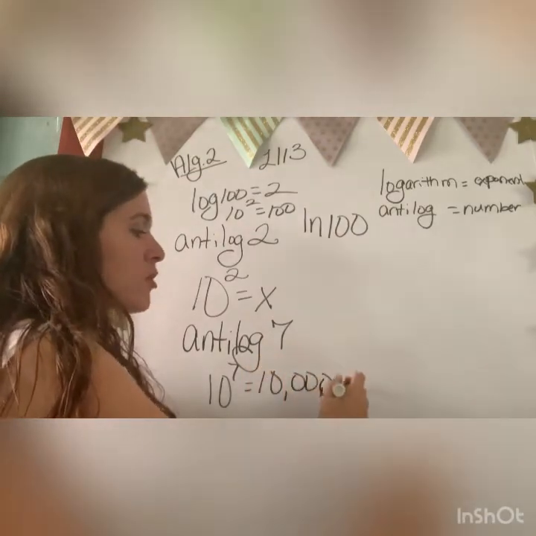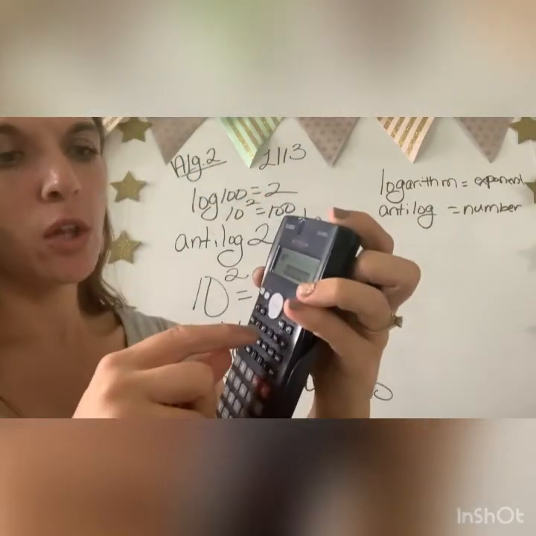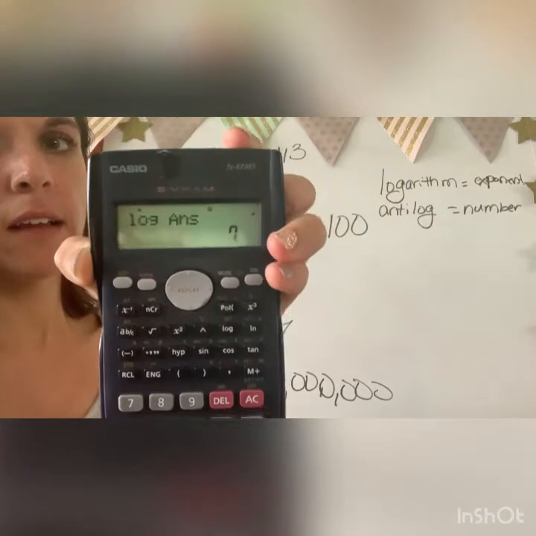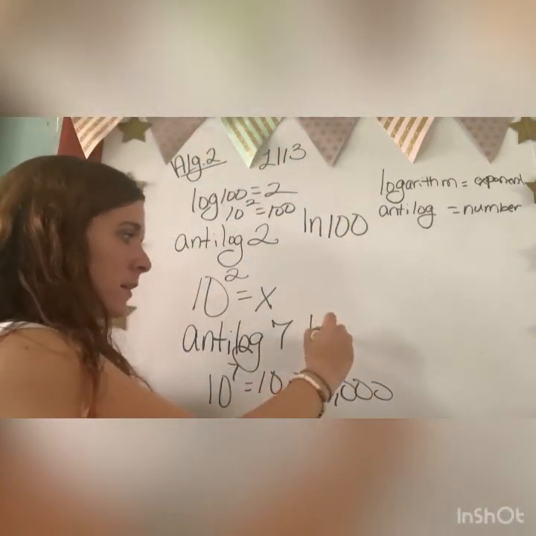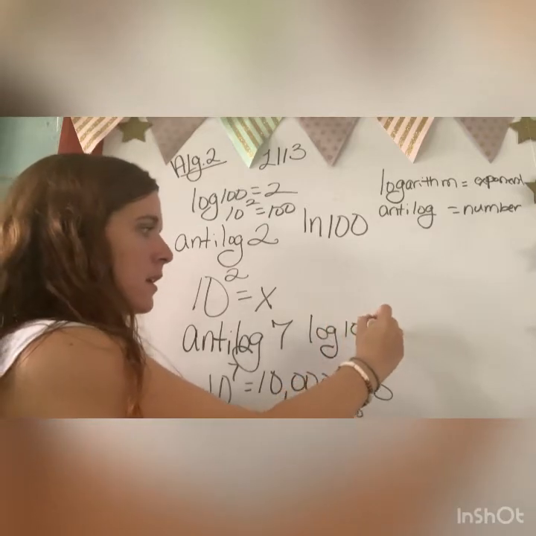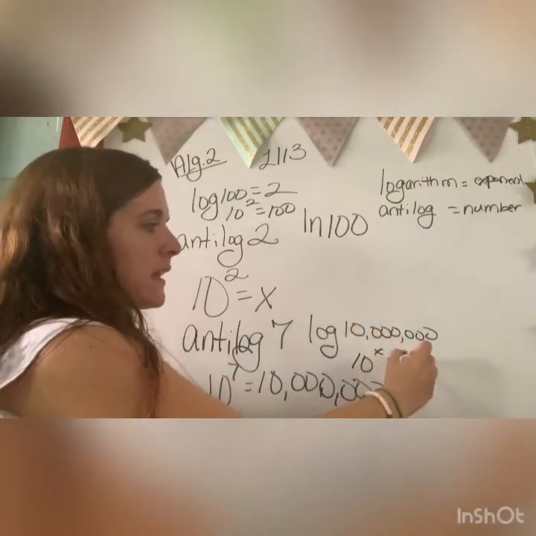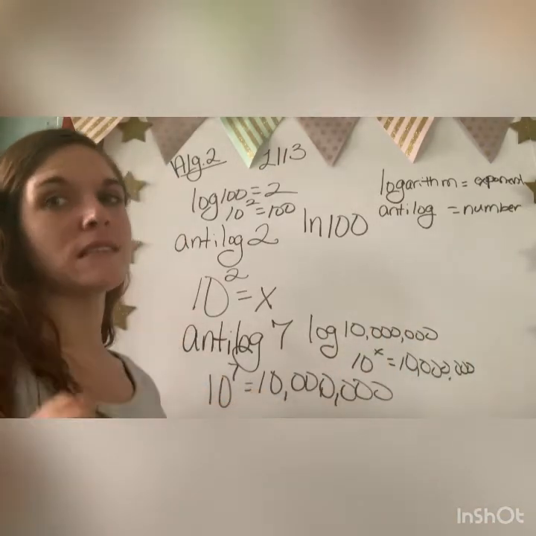And to prove that that's just the opposite of log, what if you do log of this answer? Log of this answer should give you 7, right? And it does. Because now you're asking, okay, log of this, 10 to the what equals this? And your calculator is going to tell you 7.